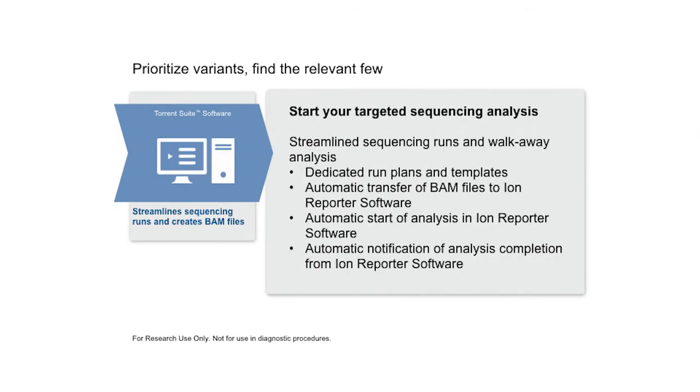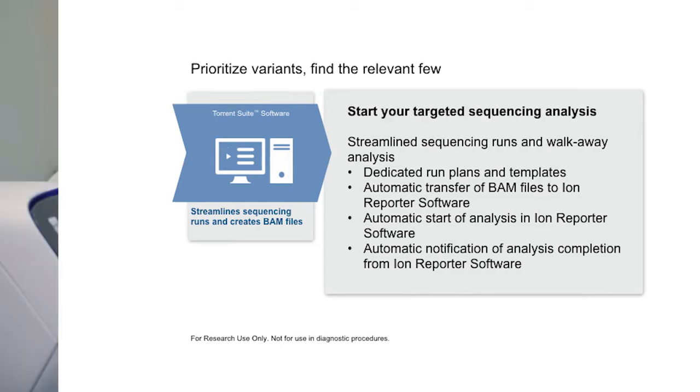As the data comes off the sequencer, you start your targeted sequencing analysis. This is where Torrent Suite software, also known as TSS, streamlines the sequencing runs with dedicated run plans and templates. Then, TSS creates BAM files and automatically transfers them to Ion Reporter, so you can walk away and continue working. Confer with a colleague, get coffee. What's a BAM file, you say? You're not the only one. They are binary alignment map files that contain sequence alignment data.